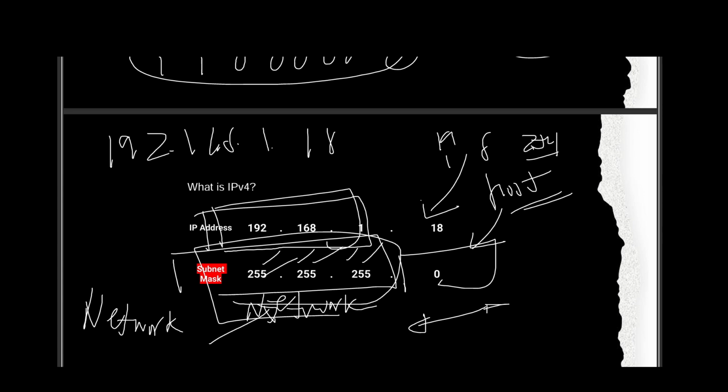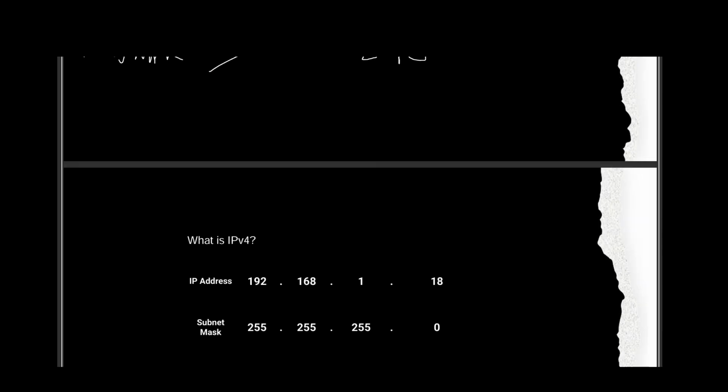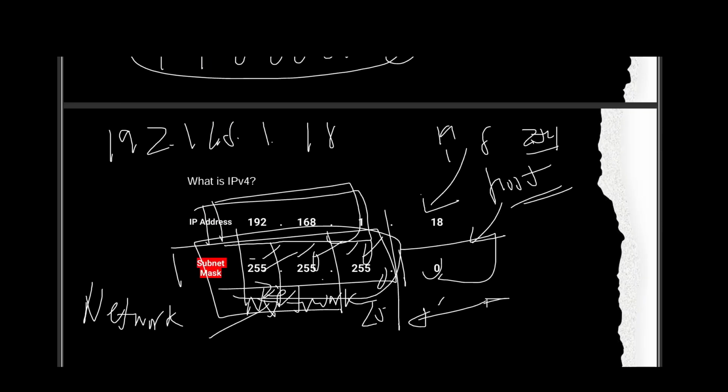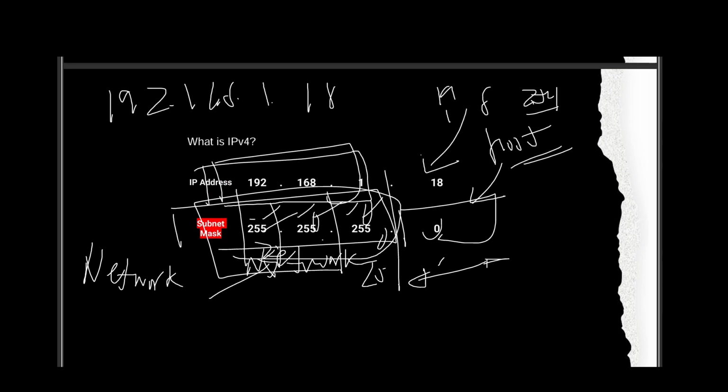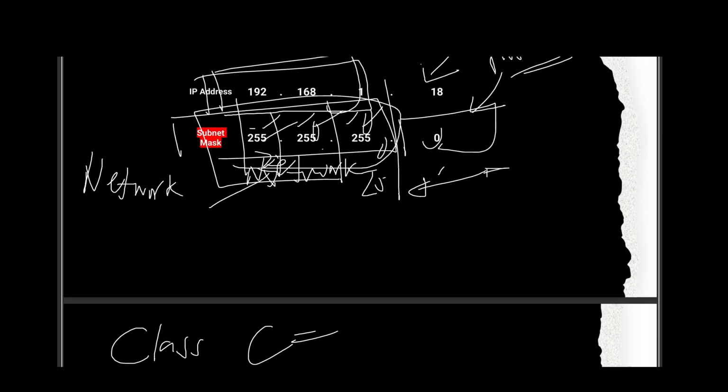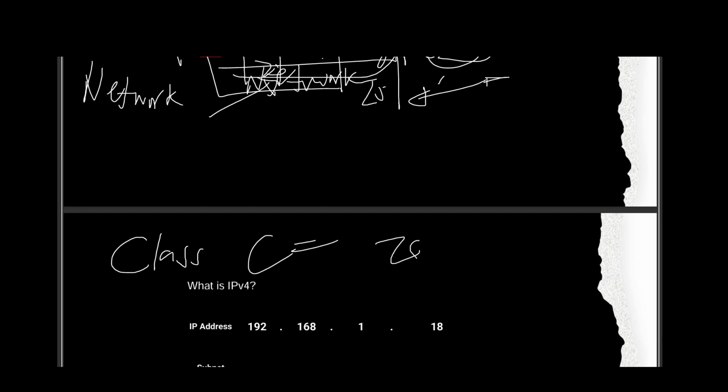255.255.255.0, that's basically a class C subnet. It's class A if it's 255.0.0.0, and class B if it's 255.255.0.0. Class C is 255.255.255.0. The reason why we're always seeing class C networks, if you have observed, is that the maximum number of hosts this IP address range can contain would be around 254.